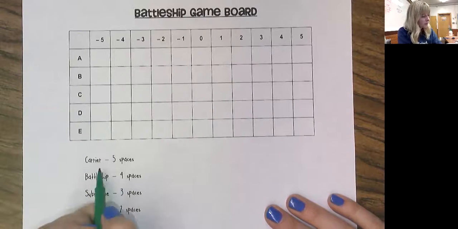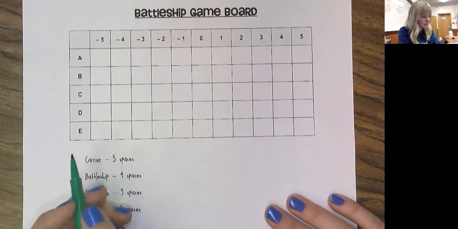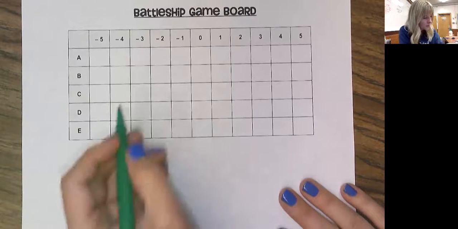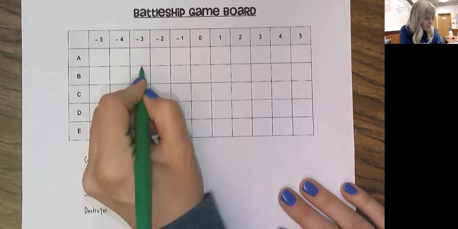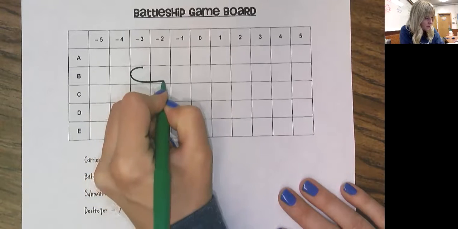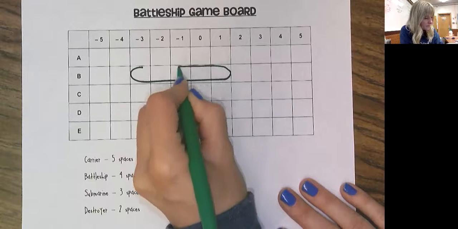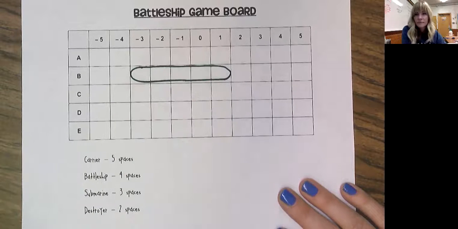Okay, so if I want to put a carrier on here that's 5 spaces, and I don't need to make this fancy or anything, I just need to show where it is. So I might go, I don't know, right here and show, there's 1, 2, 3, 4, 5 spaces. And that's my carrier. I don't have to be some fancy artist. I just have to show where it is.